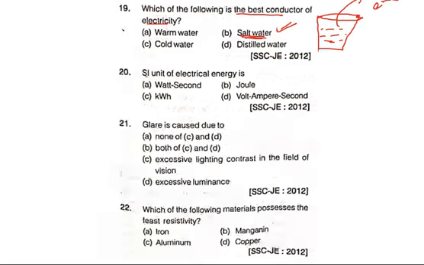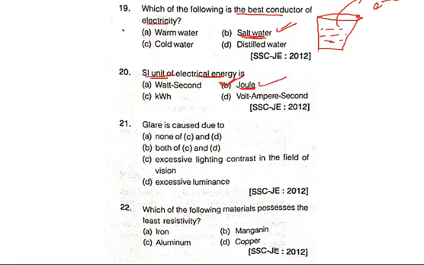Next one, the SI unit of electrical energy is... it is not kilowatt hour, it is joule. Remember, very, very important. If they ask you the commercial unit of electrical energy, we can choose kilowatt hour. Here they are asking the SI unit of electrical energy, so the answer is joule.